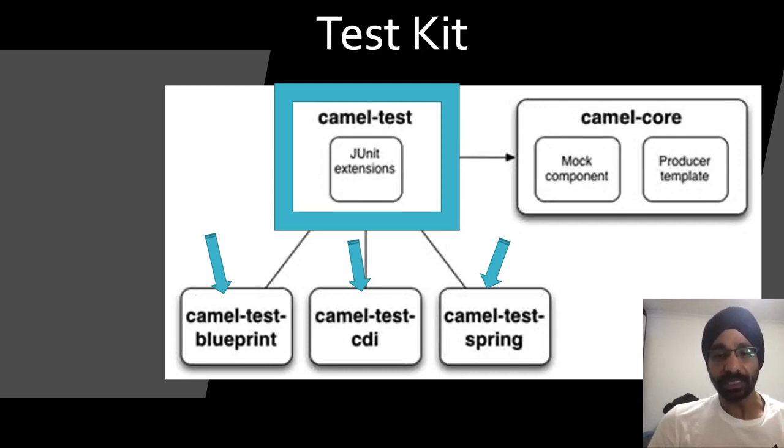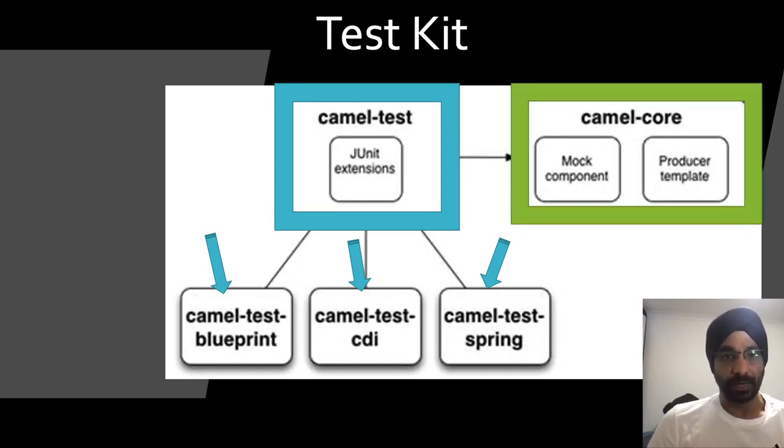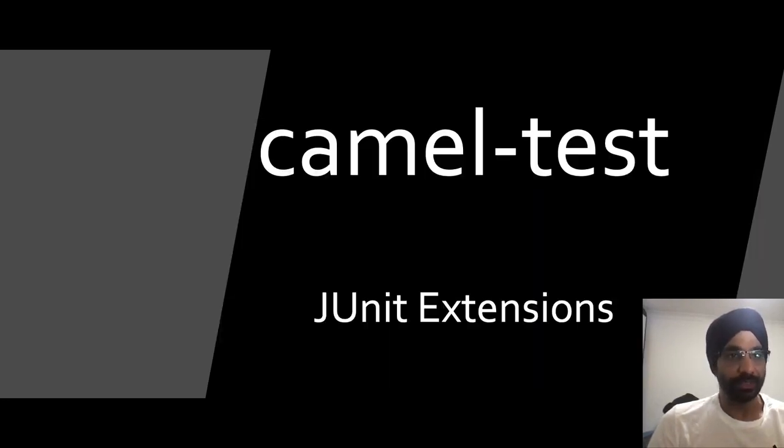The Camel test kit uses the mock component from Camel core. And you are already familiar with producer template and Fluent producer template that makes it easy to send messages to your Camel routes. All right. So this is Camel core, which basically includes mock component and producer template, just as I said just now. Okay, let's move on and let's just focus on the Camel test to begin with, which includes all the JUnit extension, which I just said.